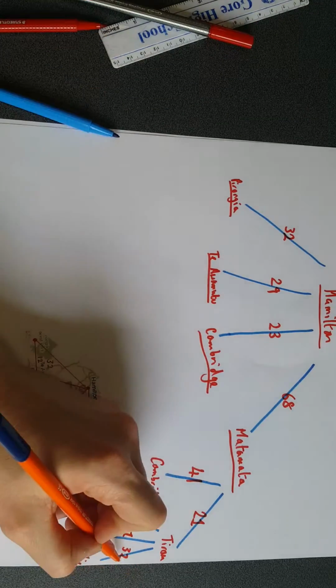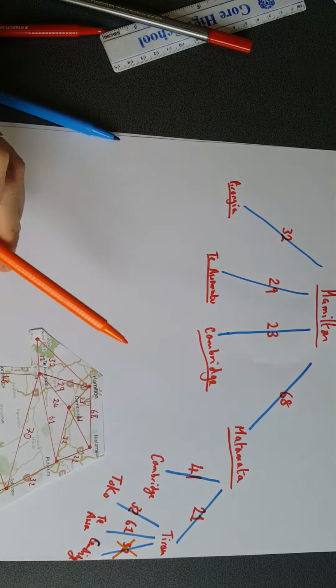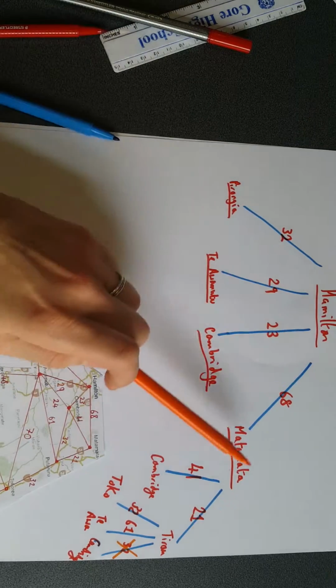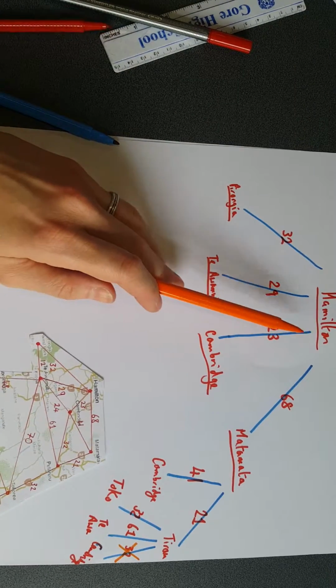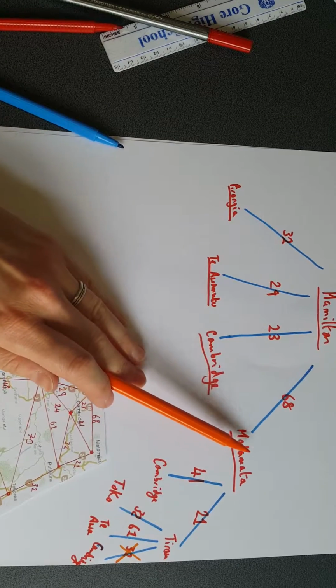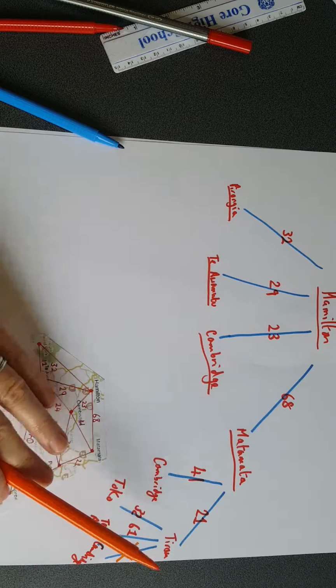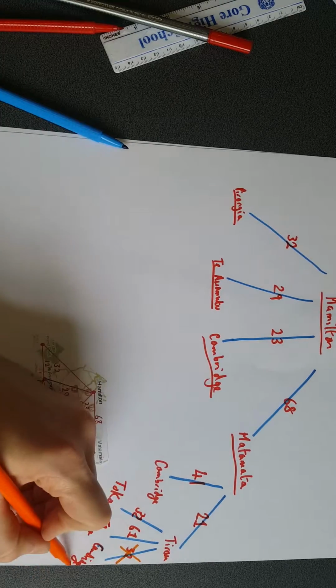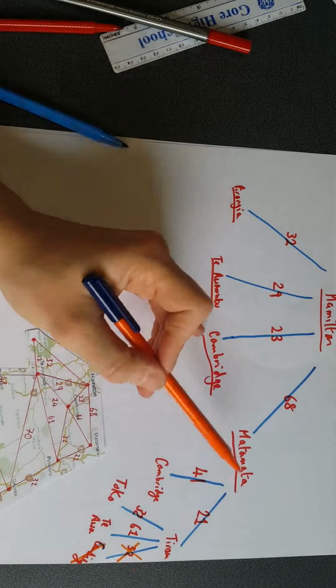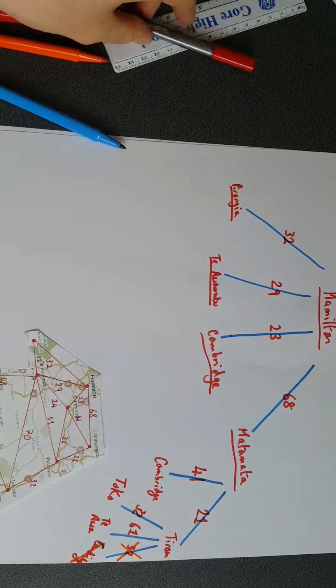So I can add those up. I've got 68 plus 21 plus 32 plus 66. So that is 187. That's actually quite large. Or was it? That seems quite large. So let's see. It might be the smallest, but I don't think it is.